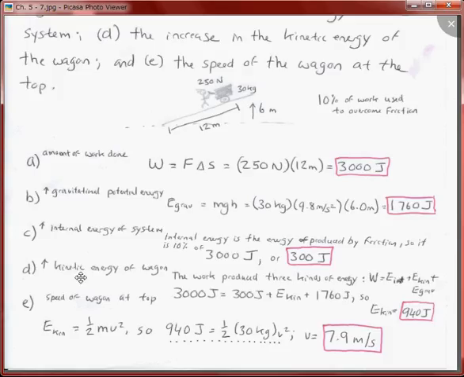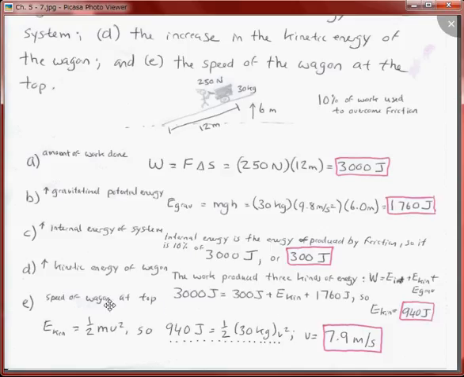The increase in the kinetic energy of the wagon. The work produced 3 kinds of energy. The work is equal to the internal energy plus the kinetic energy plus the gravitational energy. So, 3,000 joules is equal to 300 joules plus the kinetic energy plus 1760 joules. So, the kinetic energy is equal to 940 joules.